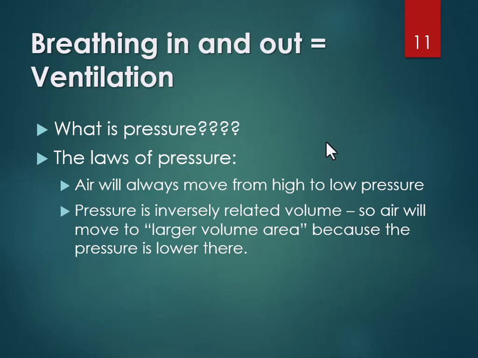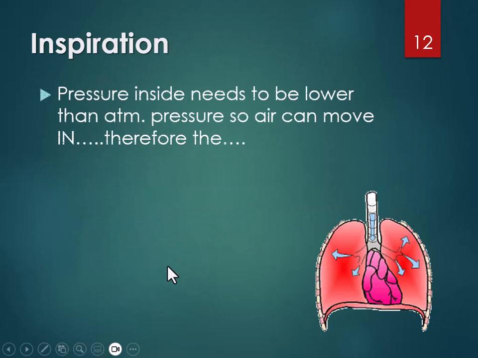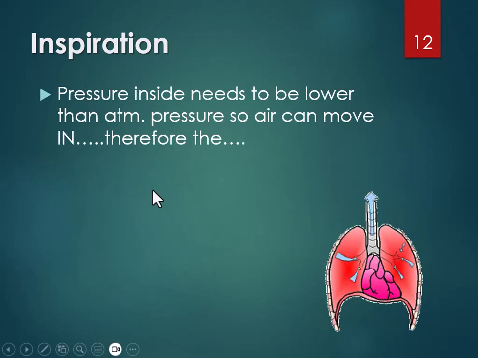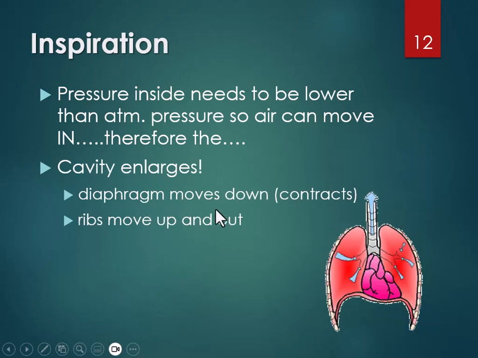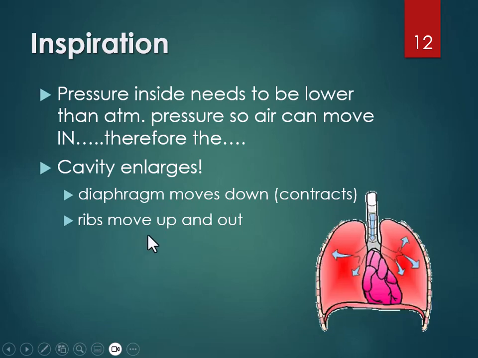Take a deep breath right now. Your chest moves up and out, and your diaphragm moves down when it contracts. That makes the cavity bigger, the pressure goes down, and air gets sucked in. Okay, so inhalation or inspiration, the pressure inside needs to be lower so the air can move in. Therefore, the cavity gets bigger. The diaphragm moves down, it contracts, and the ribs move up and out. You can see that little animation happen there.